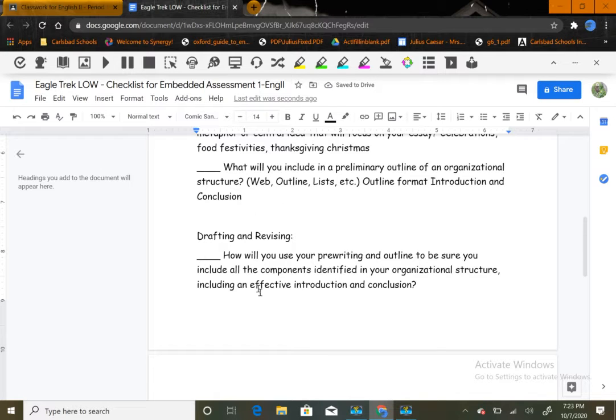And then in the drafting and revising, how am I going to do that? So how will I use my outline, my pre-writing, to make sure that I've identified an introduction and conclusion? Well, I know for my very first sentence in my outline and also in my rough draft, I'll have a hook sentence.